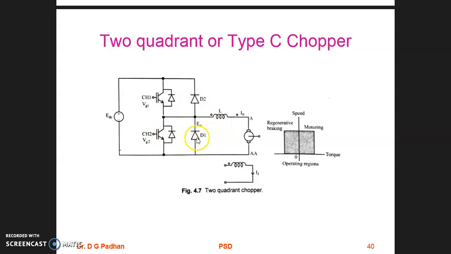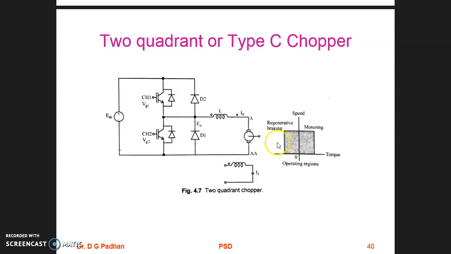Here the operating regions are the first quadrant and second quadrant. We are taking the torque on the x-axis and the speed on the y-axis, so here you will get the two quadrants, first quadrant and second quadrant.